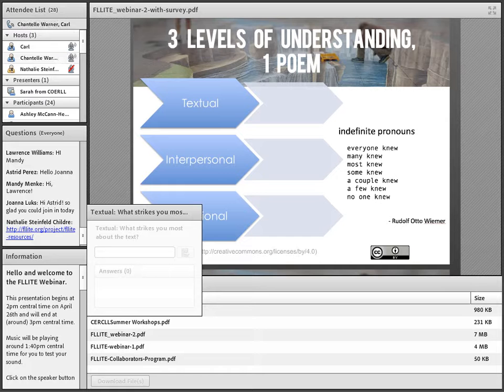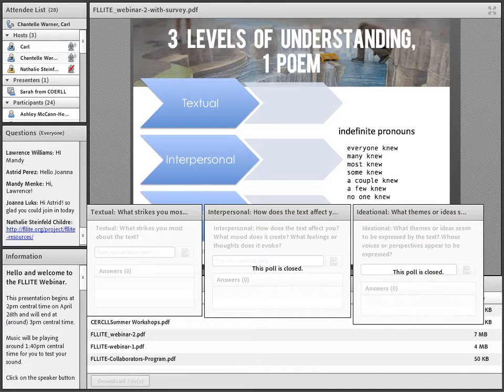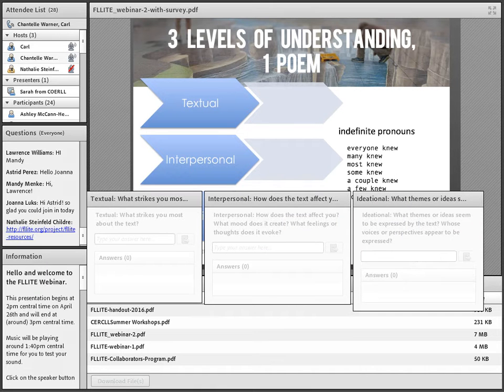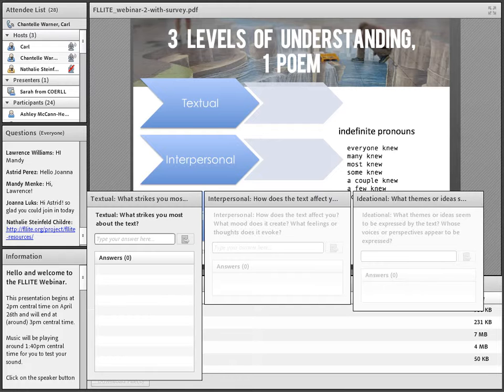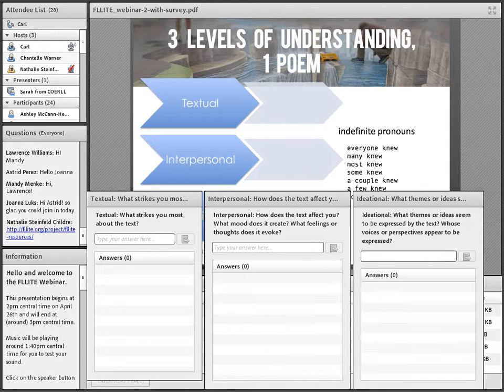The first one relates to the textual function, so this question of what strikes you most about the language in the text, how it hangs together, how it's formatted. The second poll that's popping in there has to do with the interpersonal function. So these questions of how this text makes you feel, do you feel addressed? And then finally, the ideational function. So what themes or experiences or ideas, what perspectives or beliefs does the text seem to express? I'm going to give you about two or three minutes to chime in with your thoughts. So we'll pause here for a moment and then take up from there.